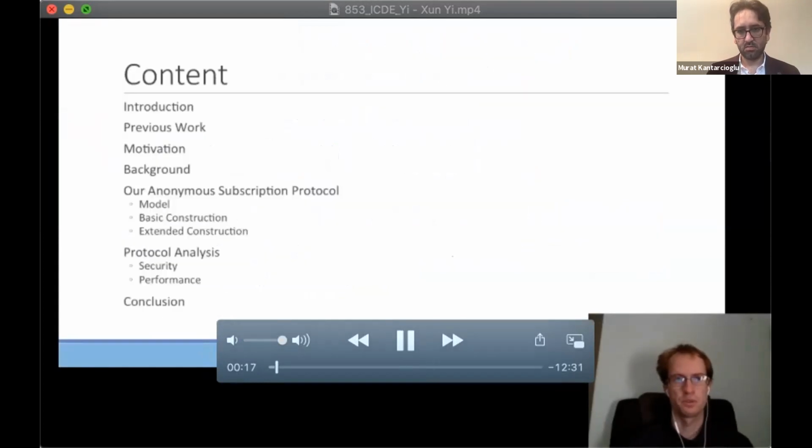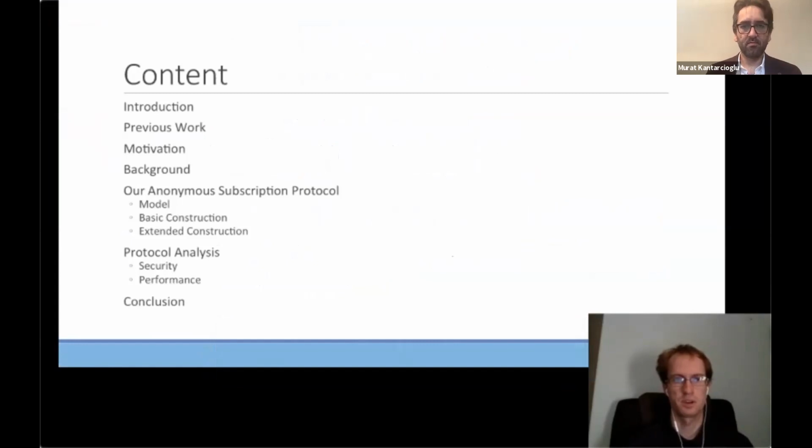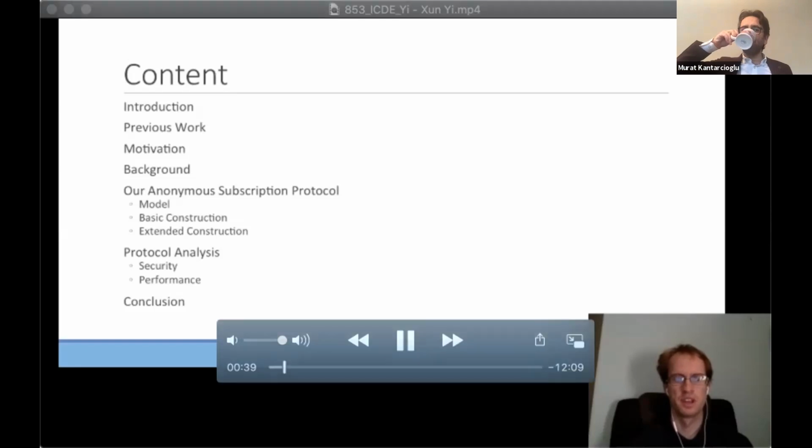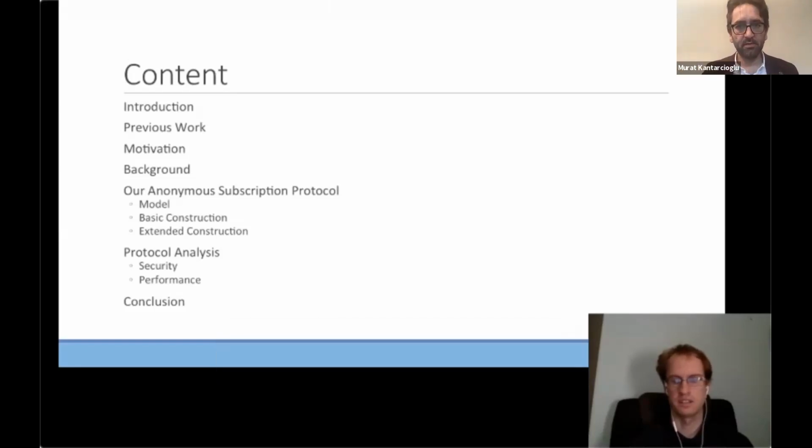The general format of this talk will begin with introduction. This will be followed by previous work and some motivation. Then we'll discuss some background, which will lead into our anonymous subscription protocol, which will include the model, the basic construction, and the extended construction. We'll perform some protocol analysis in terms of security and performance. And finally, we'll conclude the main ideas of this talk.